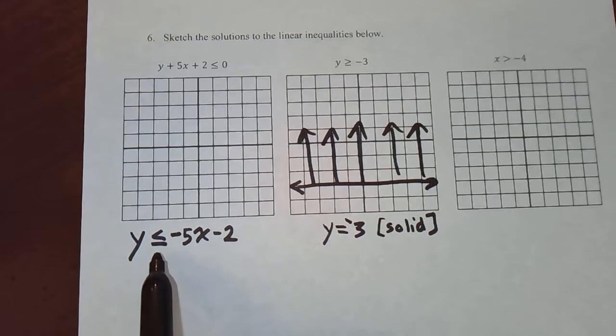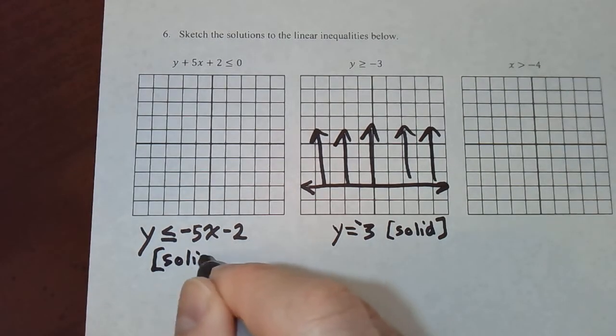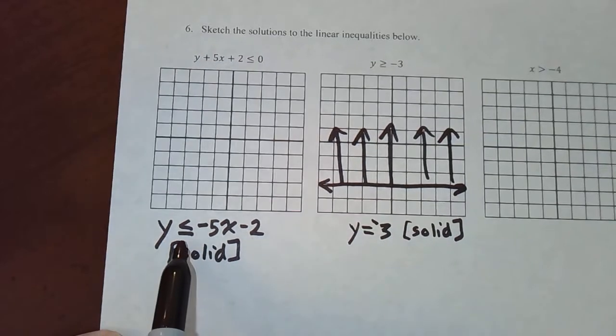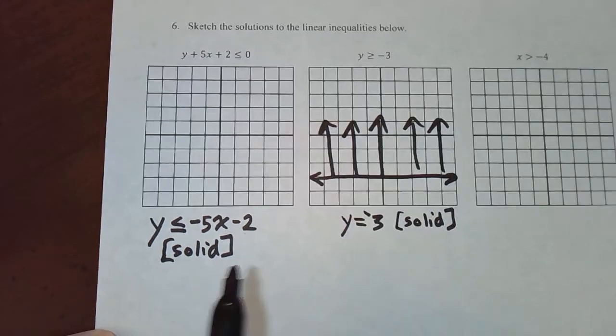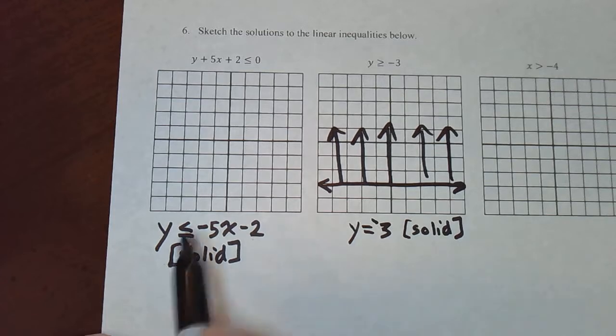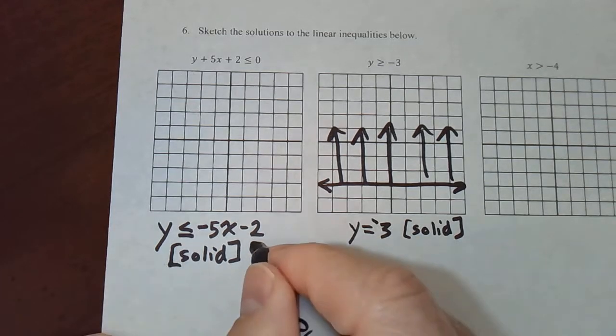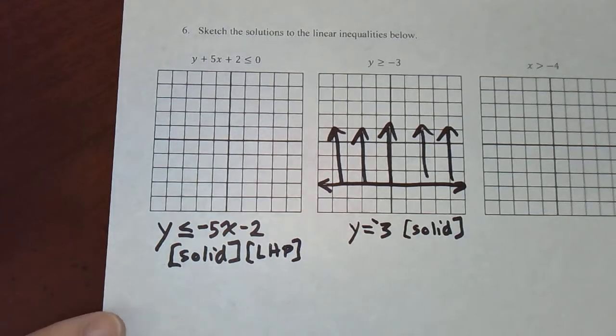Well, now I can tell right now that I'm going to use a solid line because it's got the equal part in the inequality, less than or equal. And what else do I know? Am I going to shade an upper half plane or a lower half plane? It's less or equal, so I'm just going to put lower half plane just as comments.